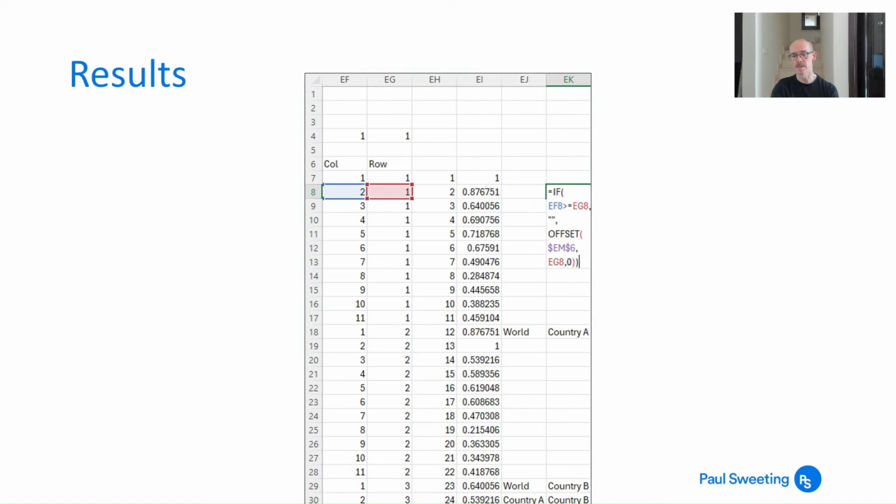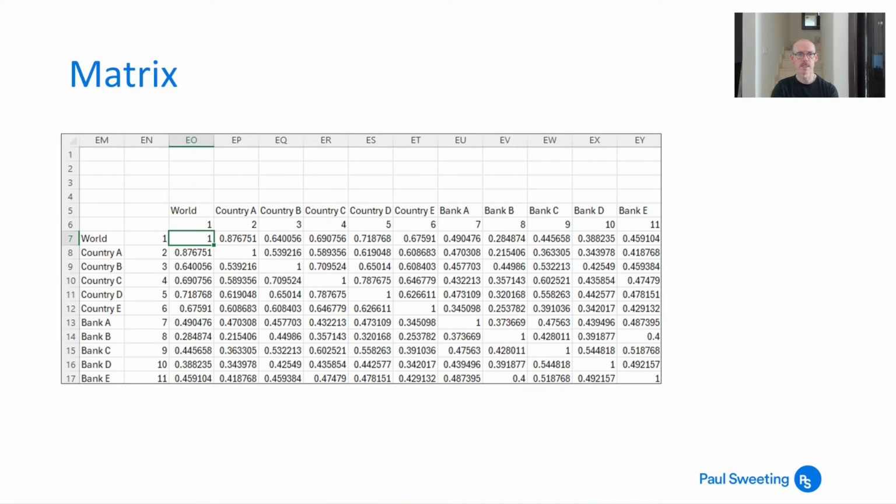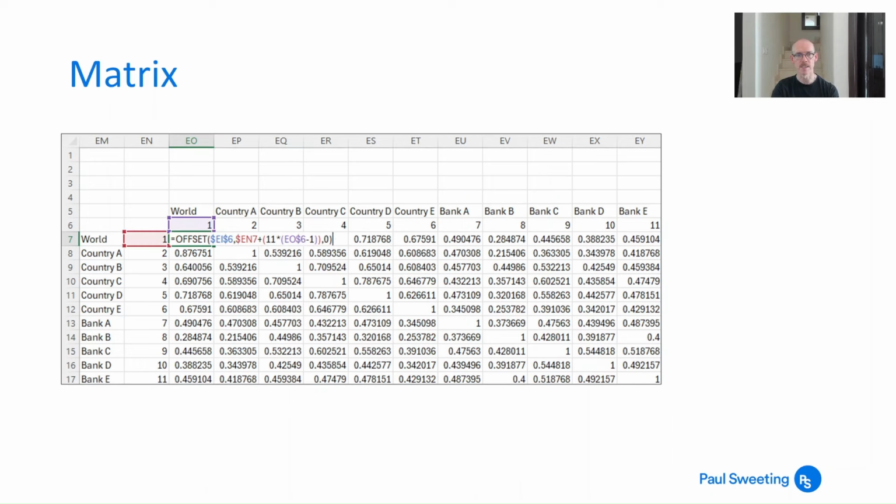And the difference between the two is this is my first variable, this is my second variable. In this situation, if I'm looking at row 18, I've got the correlation, Kendall's tau, between the world and country A is 0.876751. And this is just a matrix which I put together which pulls all this information together just so I can eyeball it. So I don't actually use this matrix for anything. It's just so I can look at the numbers and see, does it look sensible? And it's calculated by using the offset function as well, offsetting those results by the row and the column to pick out the relevant correlations, relevant Kendall's tau.